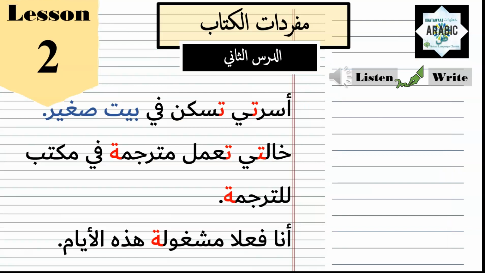Our first set of vocabulary المجموعة الأولى من المفردات هي كلمة أسرة. عندنا كلمة أسرة. كلمة أسرة كلمة جديدة. أسرة معناها family.